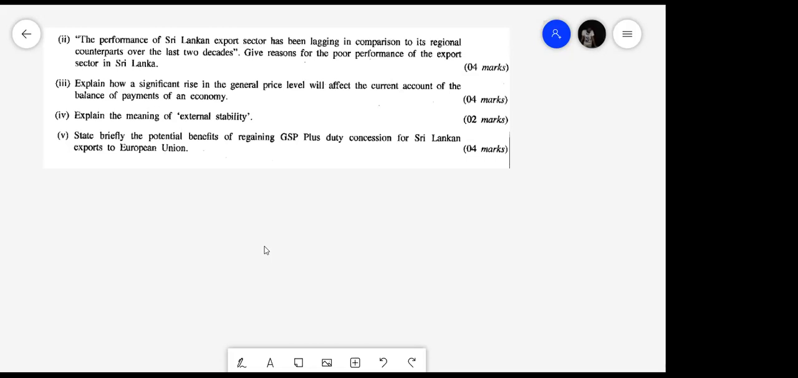So if you go to question number 2, the performance of the Sri Lankan export sector has been lagging in comparison to its regional counterparts over the last 2 decades, right? Give reasons for the poor performance of the export sector of Sri Lanka. Guys, why do you think Sri Lanka's exports are not performing that well? What kind of reasons can we give? Give me a few reasons for Sri Lanka's export sector not doing that great.